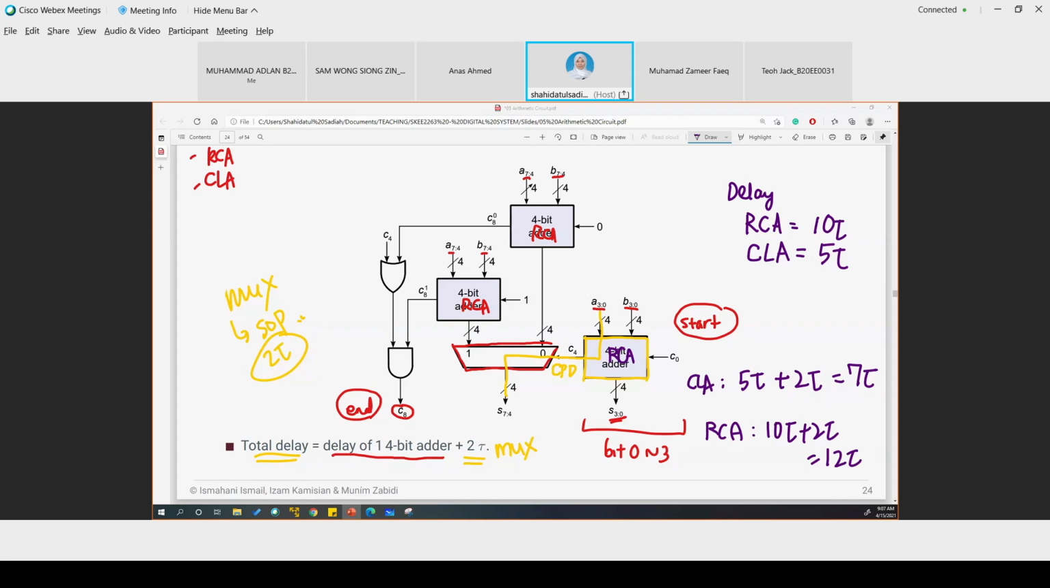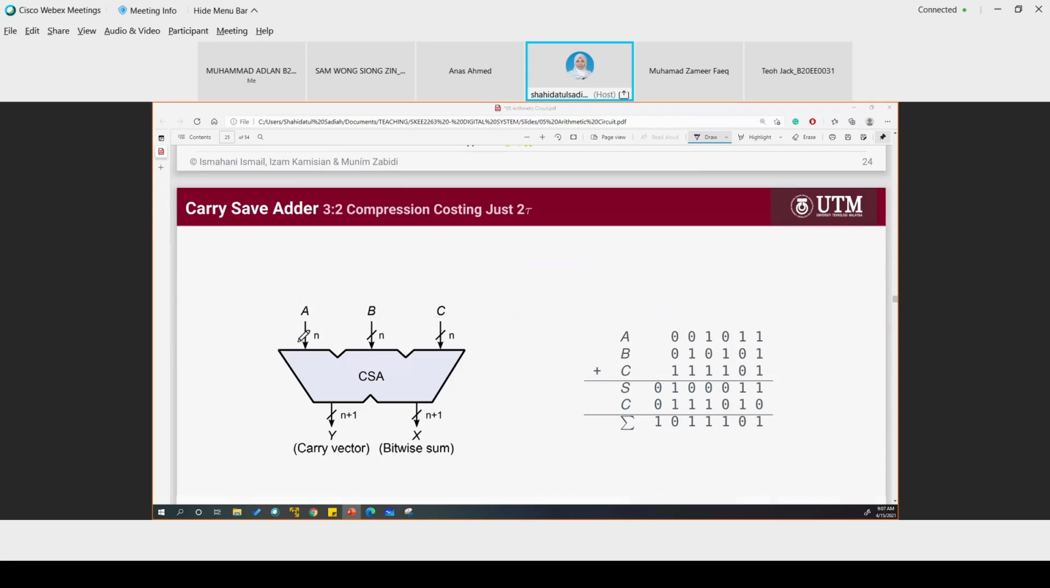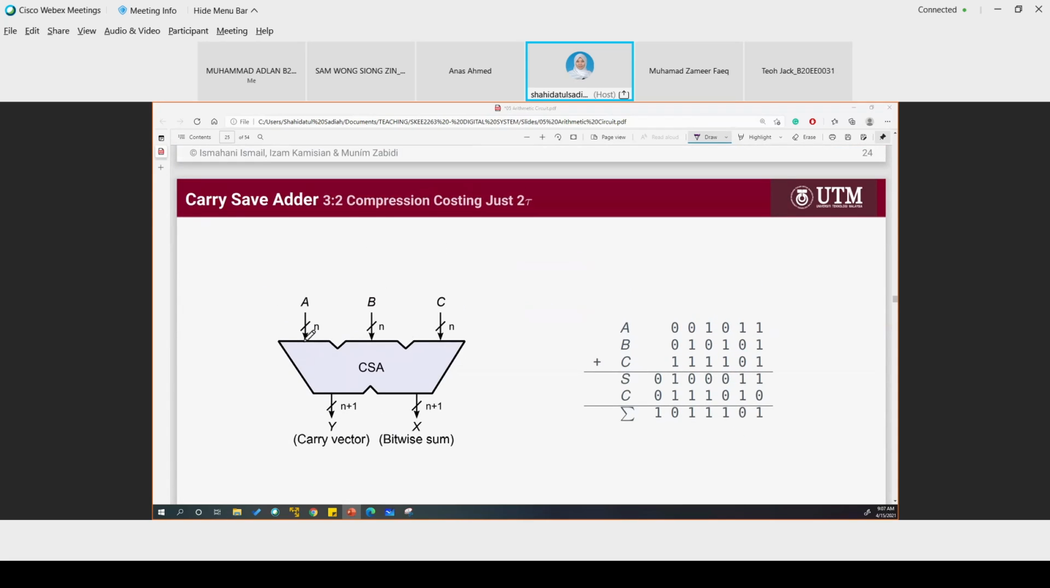Any question for the carry select adder? If you don't have any question, I would like to continue with the next type of adder, which is the carry save adder. Among all the adders that we're going to learn, this is the last one actually. This is the fastest adder. Okay, in terms of delay, this is the fastest adder.